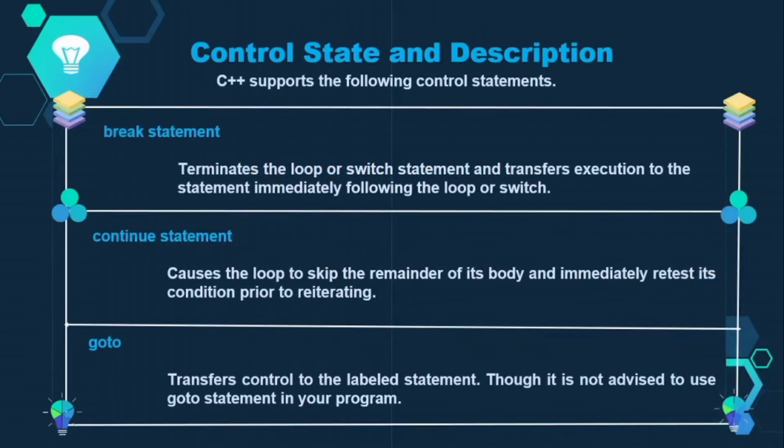So, control statement and description. C++ supports the following control statements. First, break terminates the loop or switch statement and transfers execution to the statement immediately following the loop or switch. Second, continue statement causes the loop to skip the remainder of its body and immediately retest its condition prior to reiterating. Lastly, goto transfers control to the labeled statement, though it is not advised to use goto statement in your program. So it's up to us if we use this.